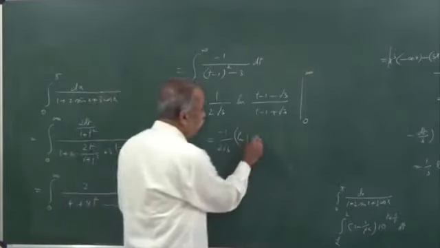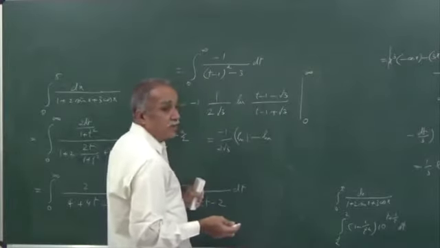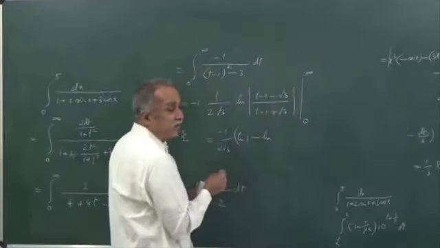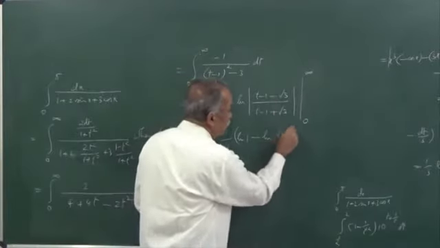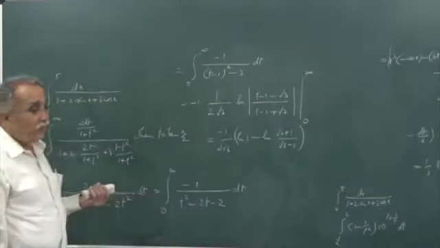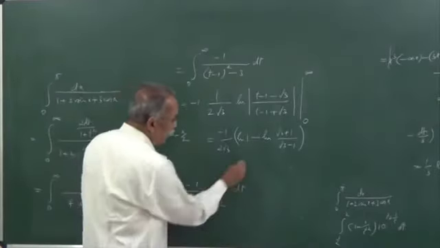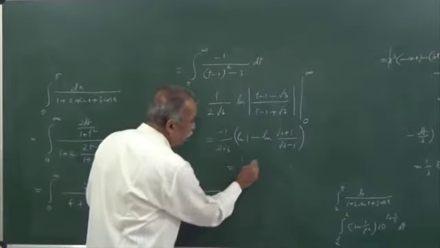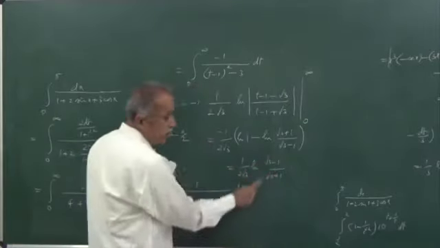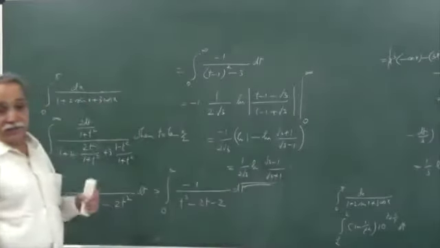Minus at 0 value is, you need a modulus, insert it, log of root 3 plus 1 by root 3 minus 1. This is 1 by 2 root 3 of log of root 3 minus 1 by root 3 plus 1. If you want, you can further simplify this, rationalizing the denominator.